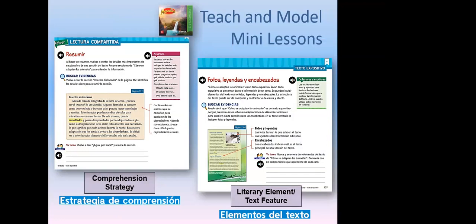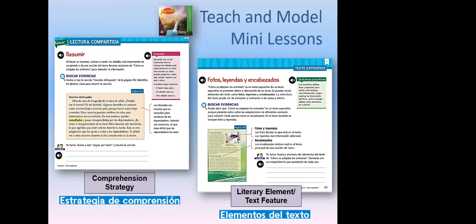What else are you going to find in mi libro de lectura en escritura? You're going to find three mini lessons o tres mini lecciones. Una es de la estrategia de comprensión o una comprehension strategy. In this case, is resumir or summarize.